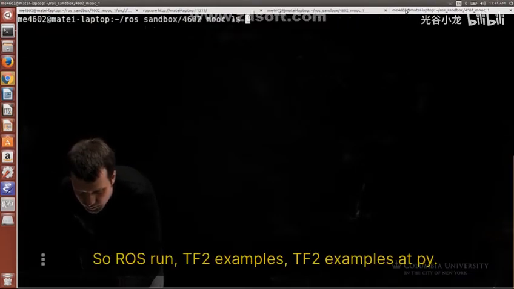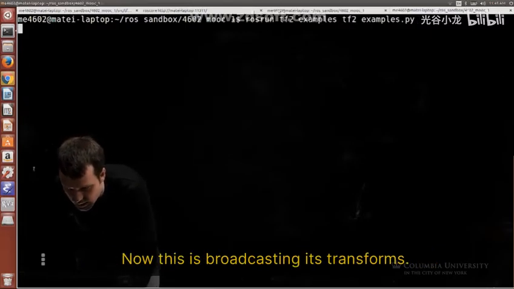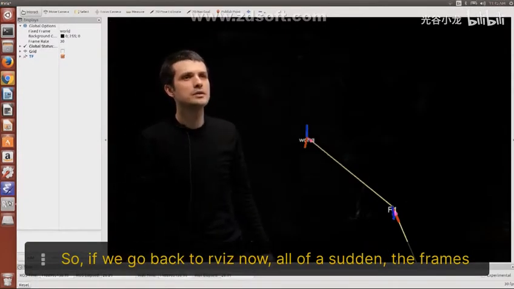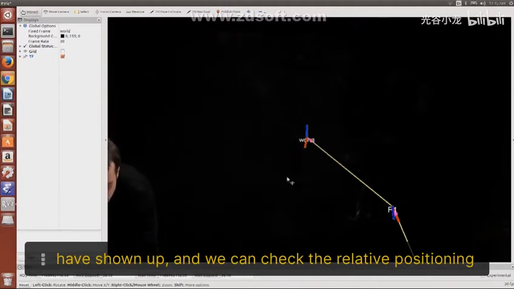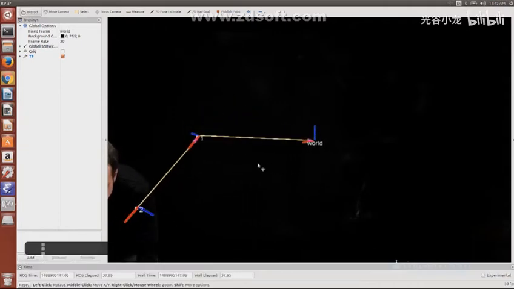Right, so rosrun tf2 examples, tf2_examples.py. Now this is broadcasting its transforms. So if we go back to RViz, now all of a sudden the frames have shown up, and we can check the relative positioning of these frames, right?